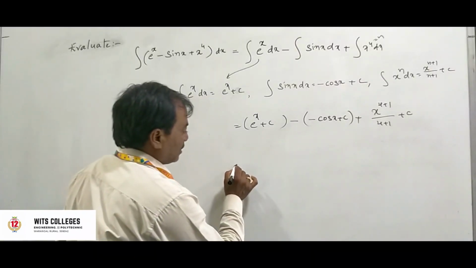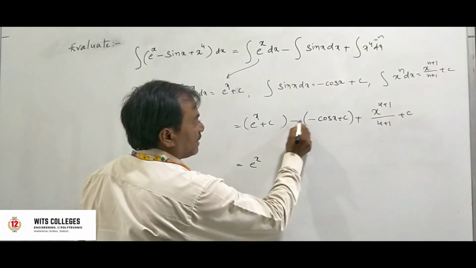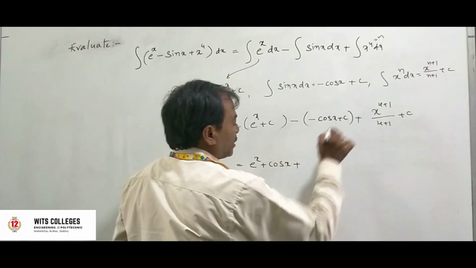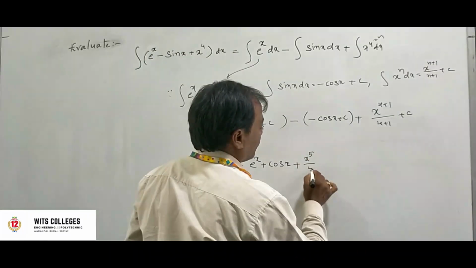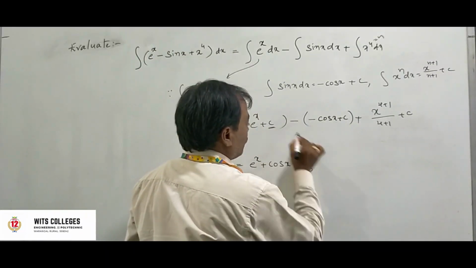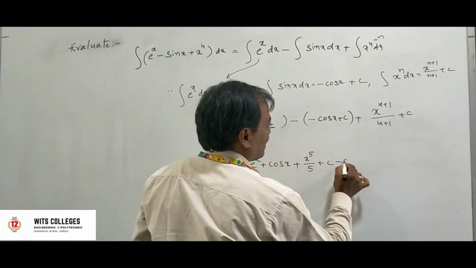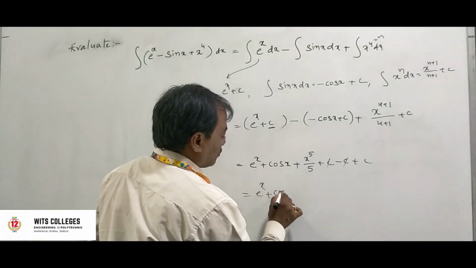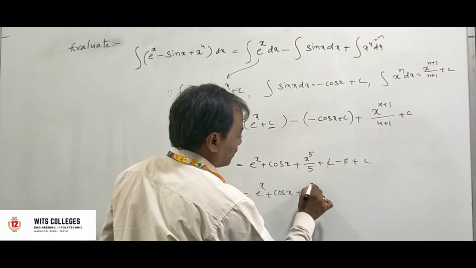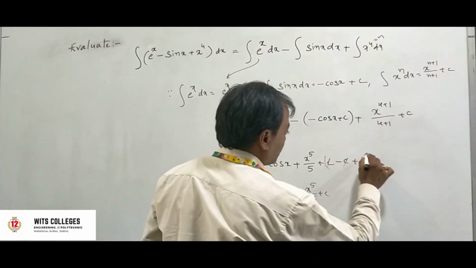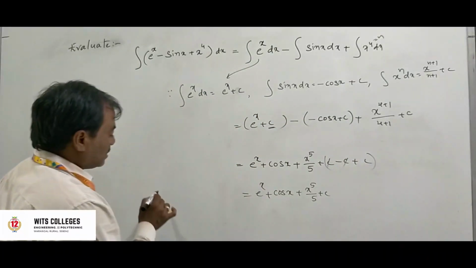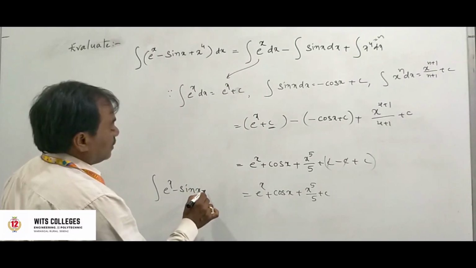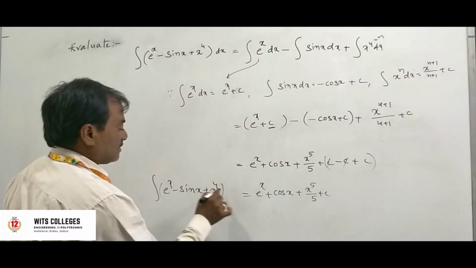Therefore, this is equal to e to the power of x plus cos x plus x to the power of 5 by 5. Then we write the constant terms: plus c, minus c, plus c. So finally this is equal to e to the power of x plus cos x plus x to the power of 5 by 5 plus c, or in total this value can be written as c. So this is the value of the given integral. This is the process of finding values of the given integrals.